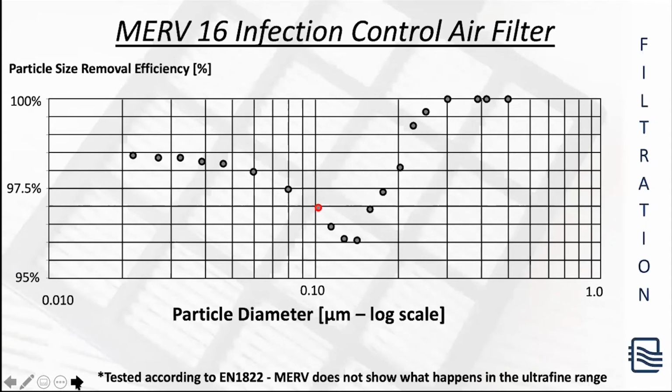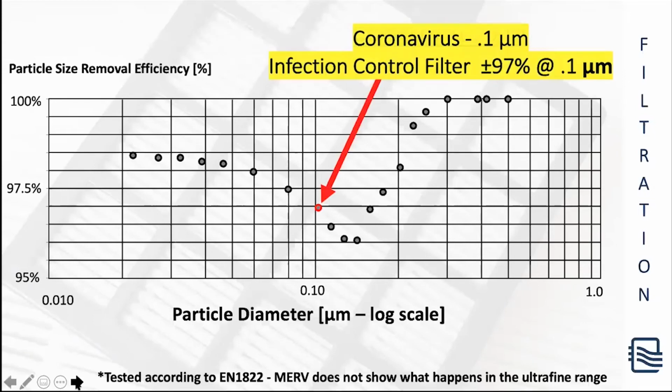So with this particular filter, the MERV 16 infection control filter, we're able to see a much, much higher efficiency than we would get out of a standard MERV 16 filter. When we again look at the coronavirus at 0.1 microns, the infection control filter has about a 97% effectiveness at 0.1 microns. That is the coronavirus sized particle.